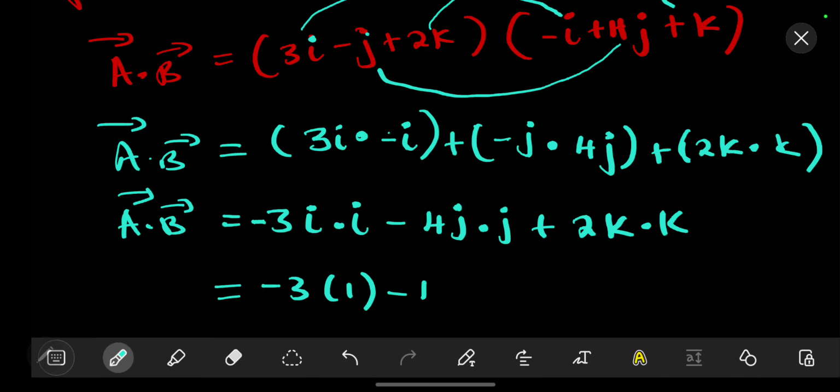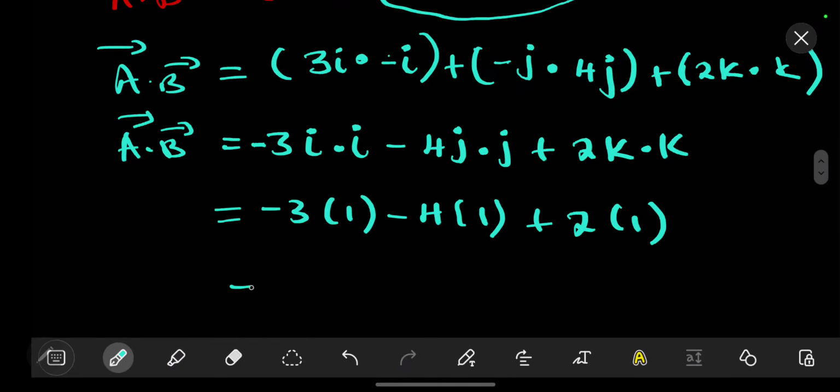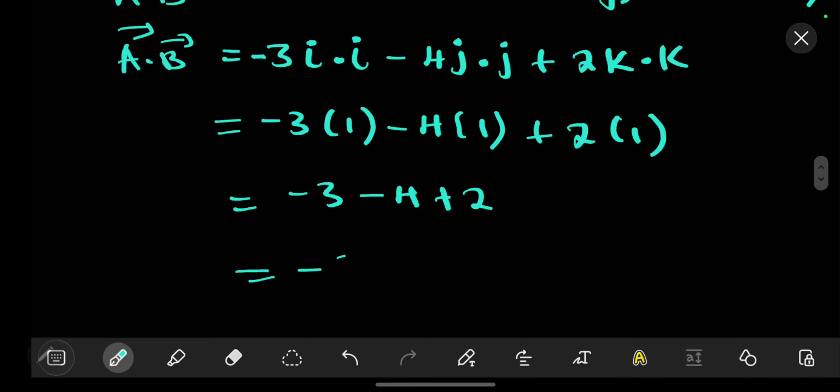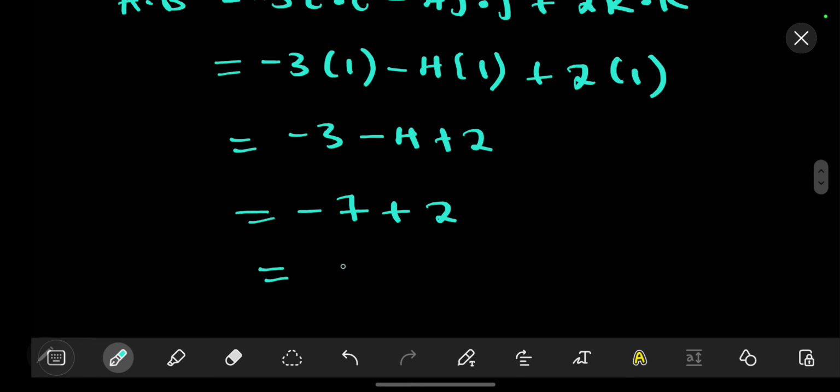Likewise, j dot j will also give us positive 1. Then we have k dot k will also give us positive 1. So we are going to get negative 3 minus 4, then plus 2. So we get negative 7 plus 2, which gives us negative 5. So this is our dot product. If you have a dot b, this is what it is giving us.